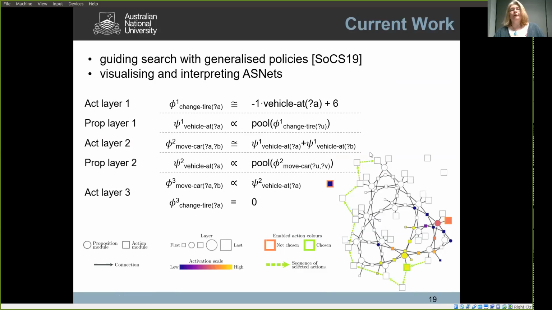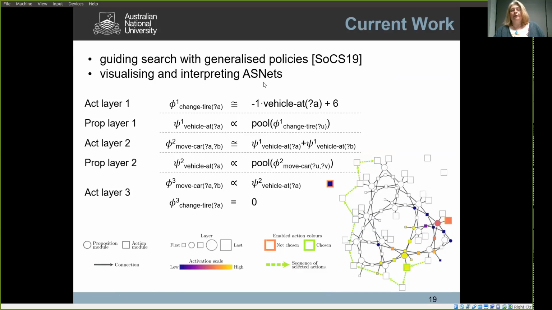So what are we working on, or what have we done recently with ASNets? Firstly, we've started to work on integrating generalized policy with search. For instance, in our SOCS 2019 paper, we showed how to guide Monte Carlo tree search with generalized policy in order to improve both the ASNet policies and the search. We've done this via, of course, using the policies for rollouts, but also by biasing the UCB1 exploration term to select actions that ASNet thinks are promising. I think there's a lot more to do in terms of integrating search with generalized policy, and I will briefly talk about it at the end in the future work.